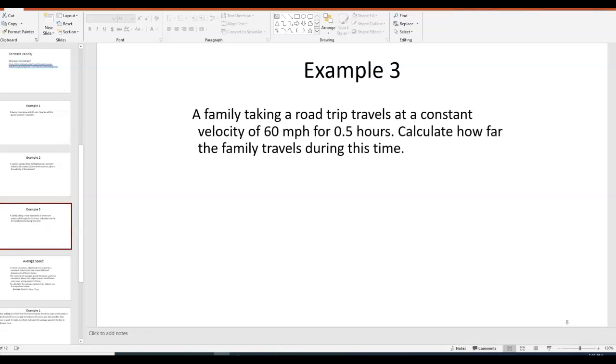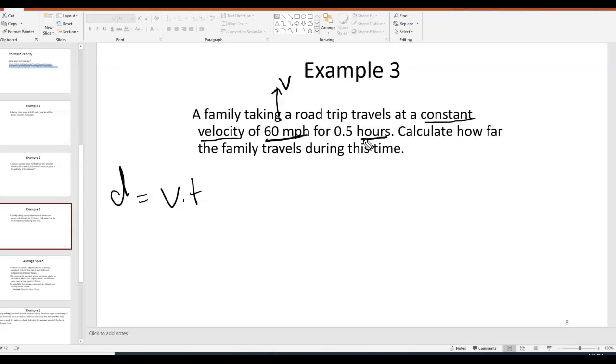Okay, one more quick example, just to show you that the equation works even if you were not dealing with SI units. It says a family taking a road trip travels at a constant velocity. Okay, that means I need to be using my constant velocity equation of 60 mph. What is mph? Well, hopefully you know that mph is miles per hour. Now, miles per hour is not the SI unit for velocity, but it is a unit of velocity. And so I'm going to label that as v.